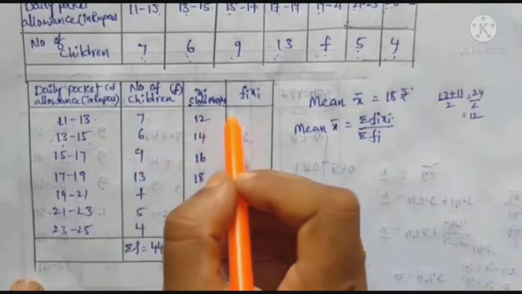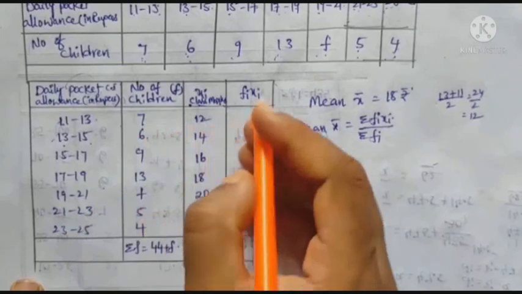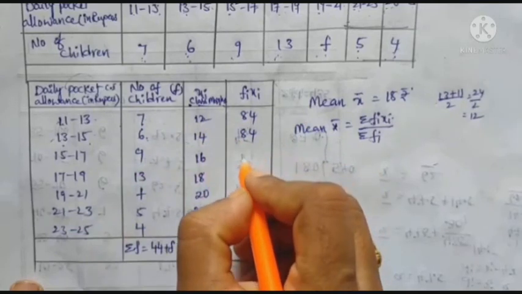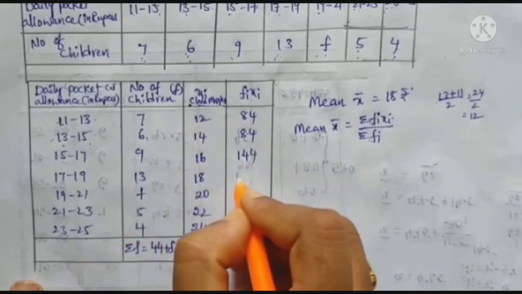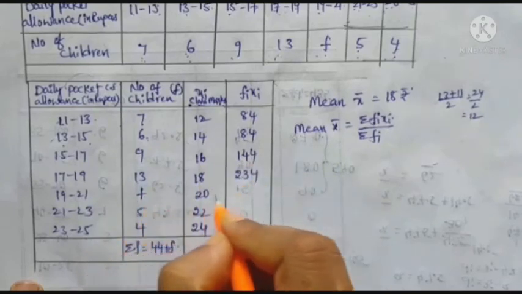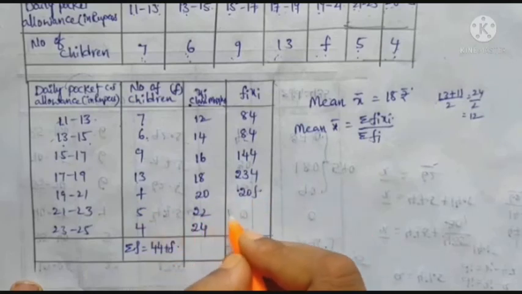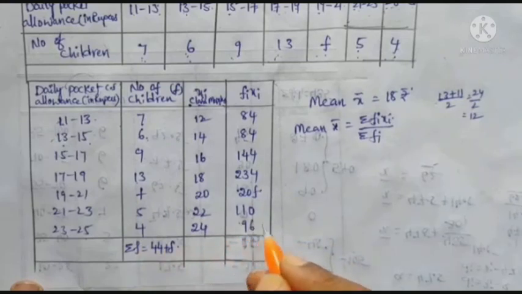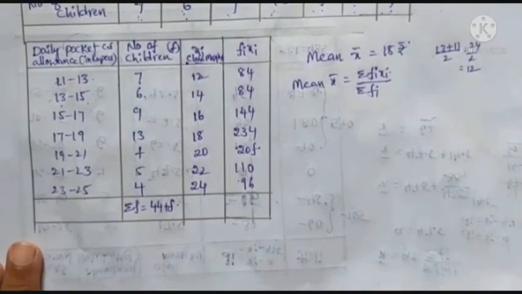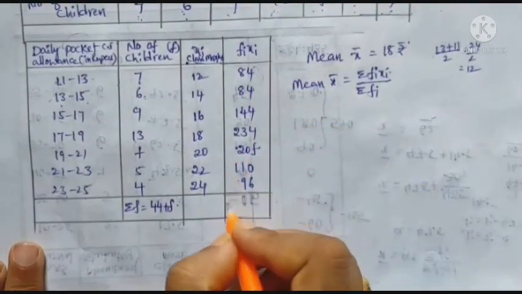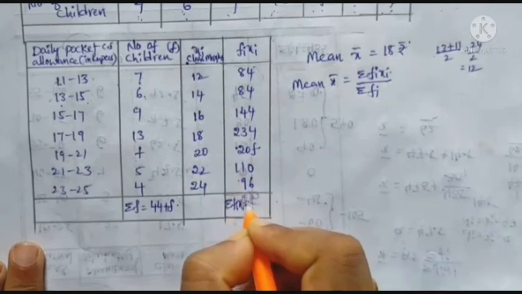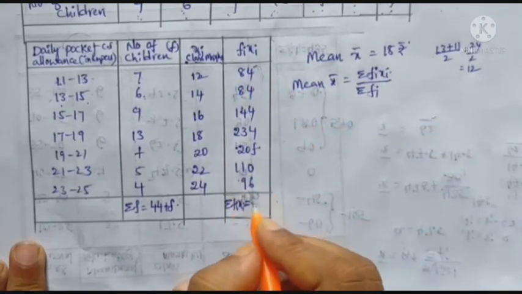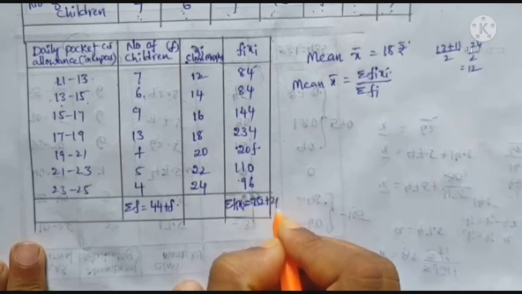Next we have to find the fi xi values. fi 7, xi 12: 7 twelves are 84. Next, 9 sixteens are 144. Next, 13 eighteens are 234. f into 20 is 20f. 5 twenty-twos are 110. 4 twenty-fours are 96. So the sum of these values is sigma fi xi. We add these values and get 752 plus 20f.